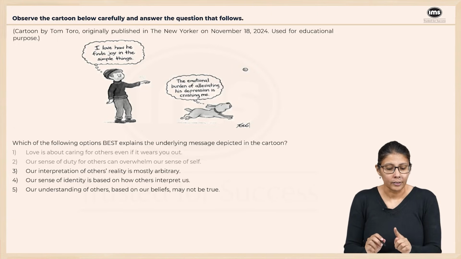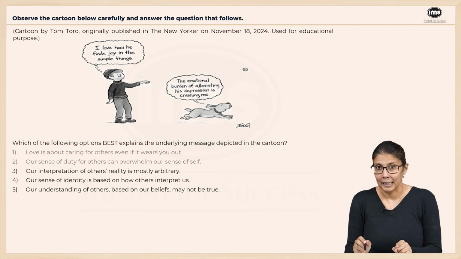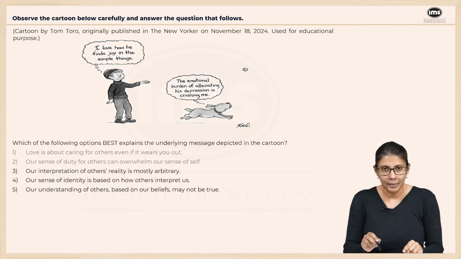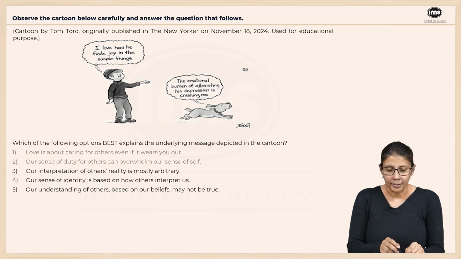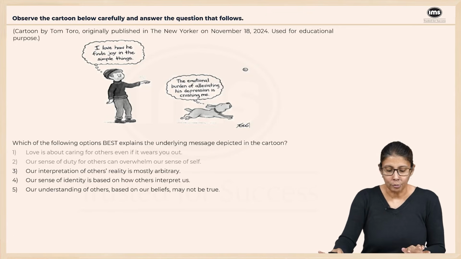This kind of makes sense because now I am capturing the boy's perspective versus what the dog is thinking. So our interpretation of others' reality is not entirely accurate. So I like 3. The fourth one says our sense of identity is based on how others interpret us. Now here we are not referring to a misunderstanding, which is what the picture is all about. Also, we are not saying that the dog's identity is defined by what the boy thinks. It's more that the dog's reality is different from what the boy believes it to be. So it cannot be the fourth one.